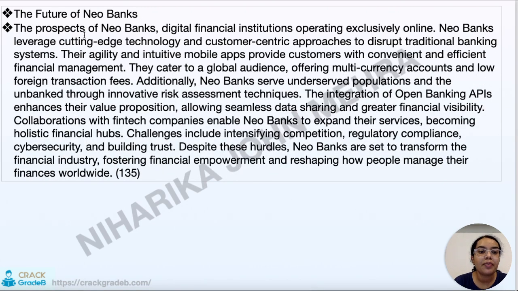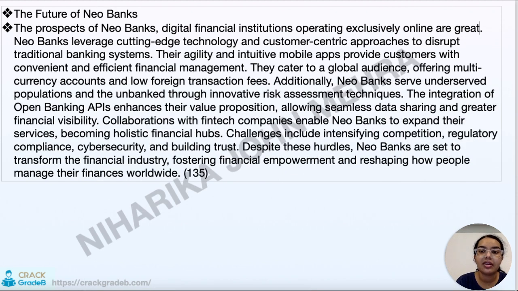So the prospects, okay, and I have not given the definition directly. I have put a comma and I have explained what is a neobank. It is the definition. So are great. There we go. It's done. Neobanks leverage cutting edge technology and approaches. All these things neobanks are leveraging. That's the first thing, the first point about it.